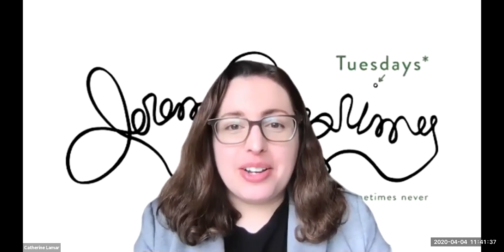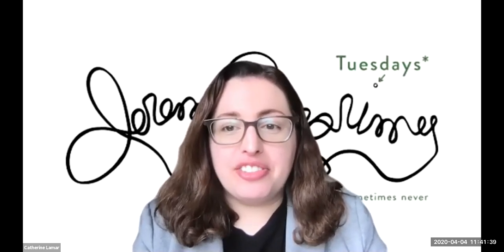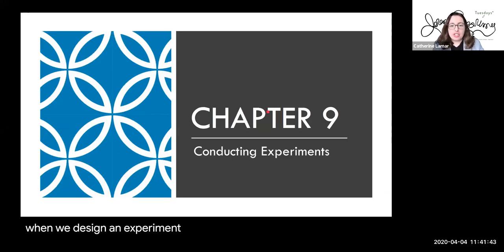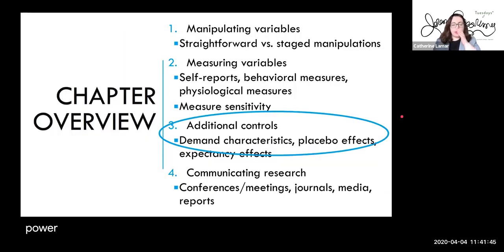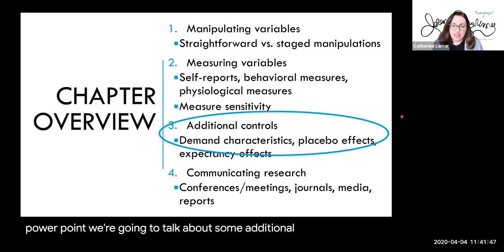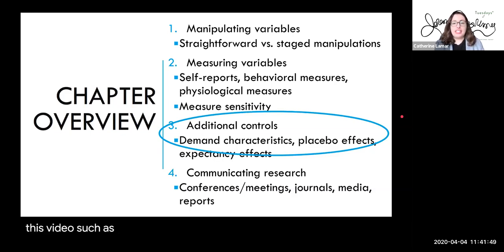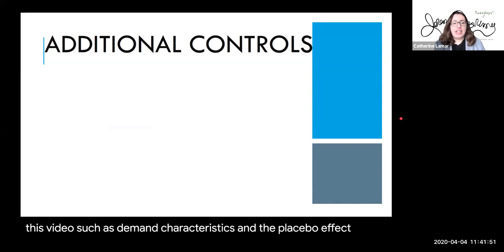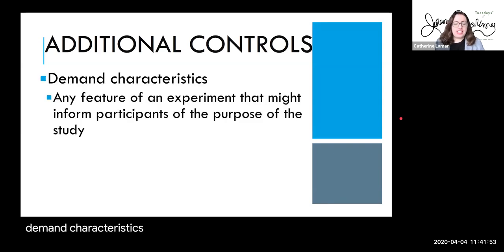Here in this video, what we're going to talk about are different things that we should consider when we design an experiment. So to just jump right back into this PowerPoint, we're going to talk about some additional controls in this video, such as demand characteristics and the placebo effect. Now, demand characteristics are basically any feature of a study that could inform participants about the purpose of the study.